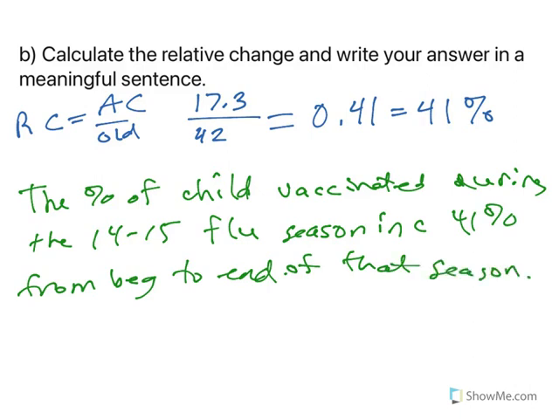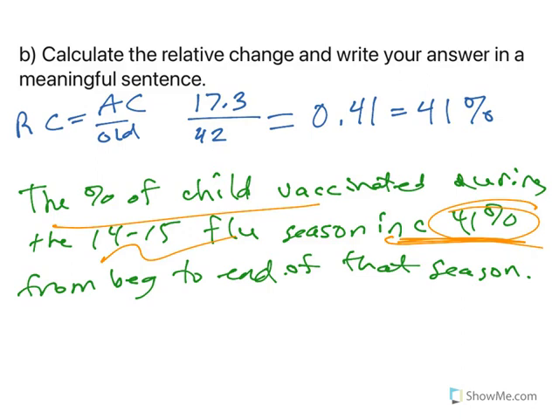What are we talking about? What happened? The increase of 41%. When? What was the time period? It was the 14-15 flu season from beginning to end. So make sure you have all of those pieces in when you are writing a meaningful sentence.